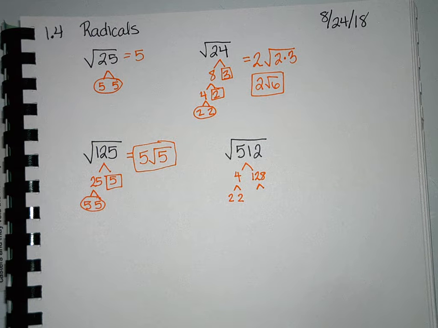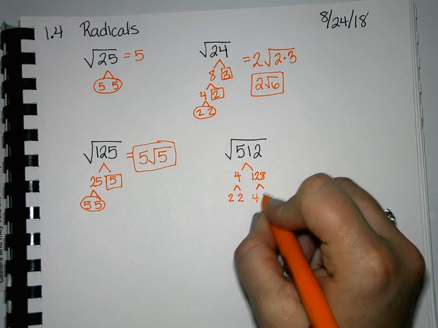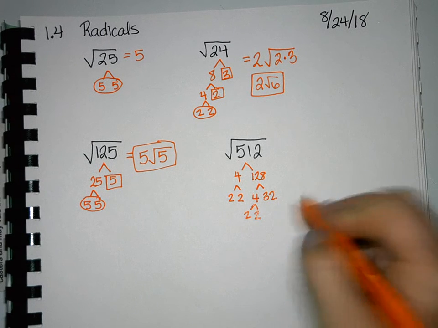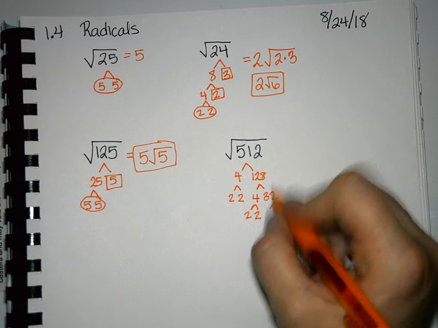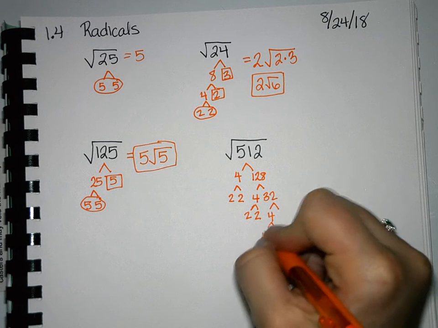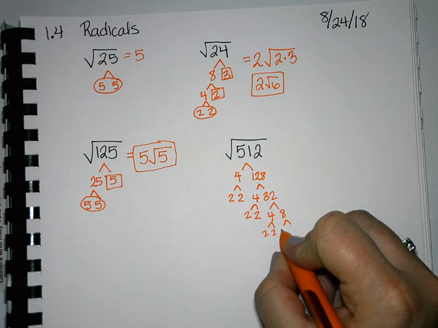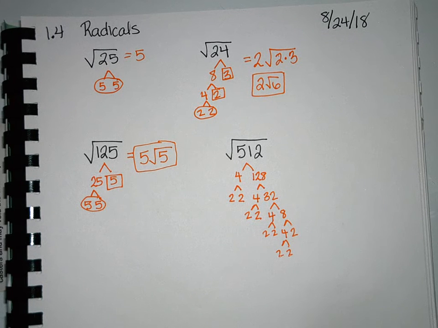Anyone think of a number that goes into 128? 32 and 4. So again, 4, I can break it down into 2 and 2. Now what about 32? 8 and 4. And then 8, we can do 4 and 2. And we're finally done. So we have a lot of 2s here.